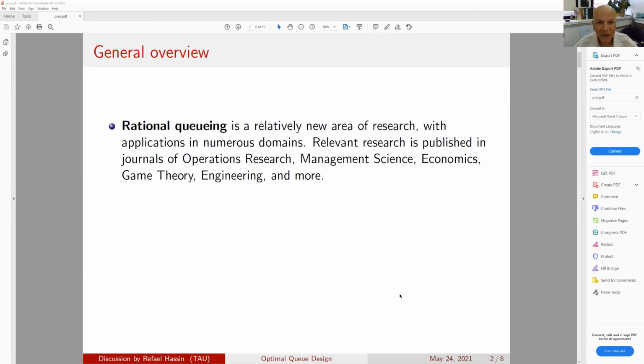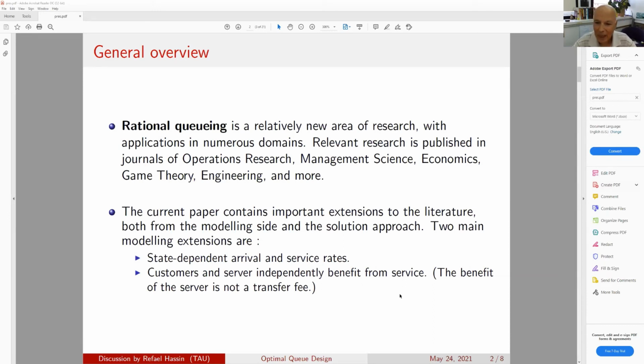Just an introductory paragraph about rational queuing. So it's a relatively new area. The first paper by Naor was published in Econometrica in 1969. But since then, there are very, very many research papers that belong to this area and very many applications in different domains.